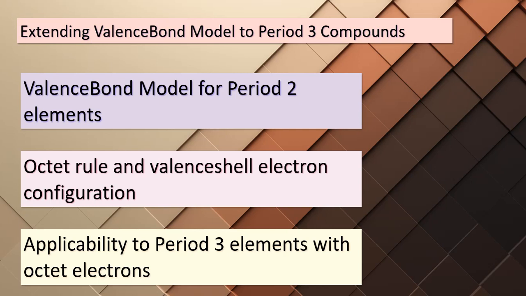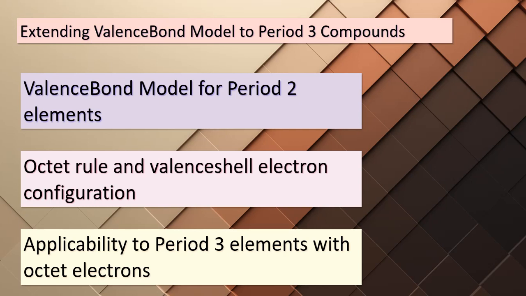Now, let's think bigger. When we look at compounds of period 3 elements, we can still utilize the valence bond model as long as we follow a key principle, the octet rule. This rule states that atoms tend to gain, lose, or share electrons in order to achieve a stable configuration with 8 electrons in their valence shell. This is where our model comes into play, but there's a twist.